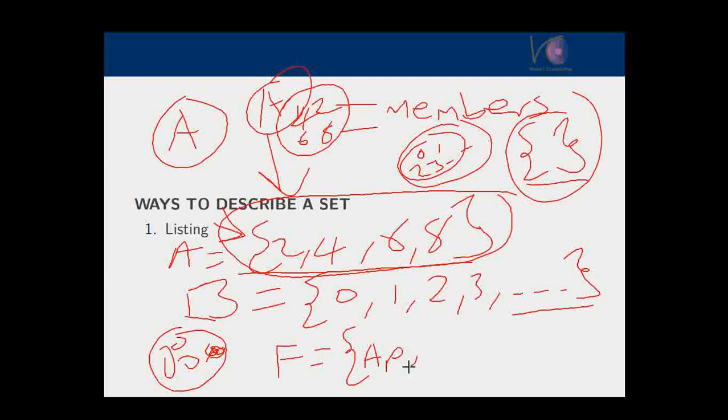You go to the next fruit. If the next fruit is a guava, you say guava, again a comma. If the third fruit is an orange, you say orange, comma. Finally, you have the fourth fruit, which is a mango. So this is how you are going to describe set F by listing. Now, let's go back to set B.